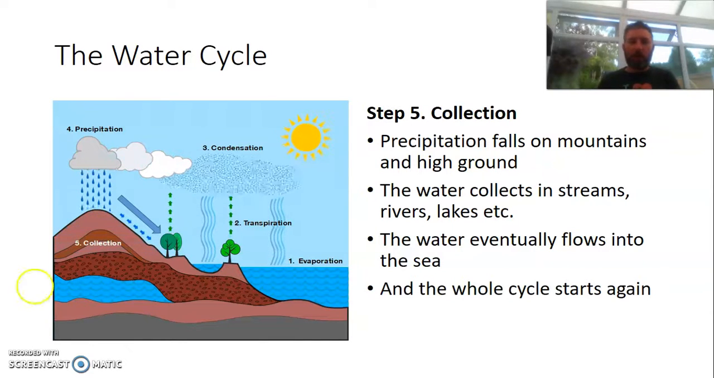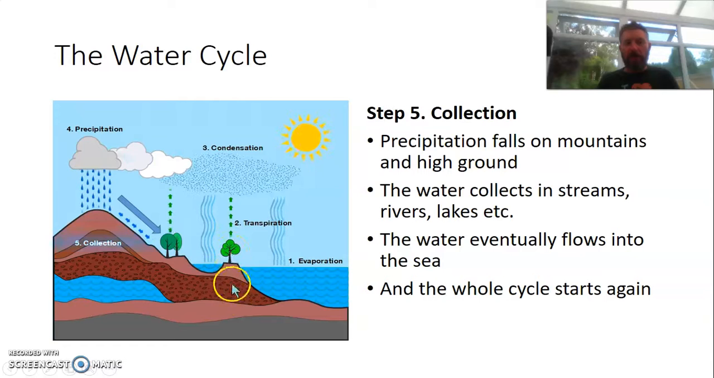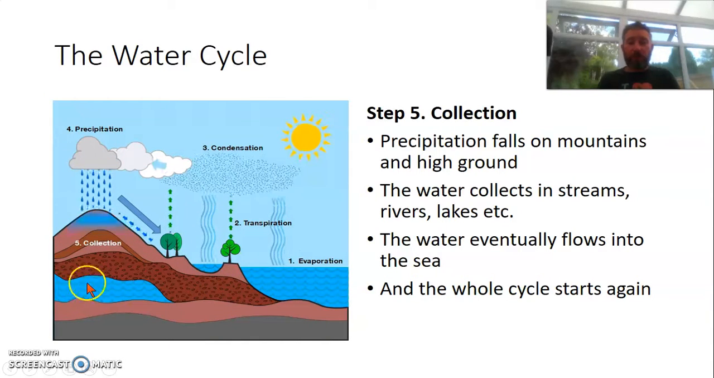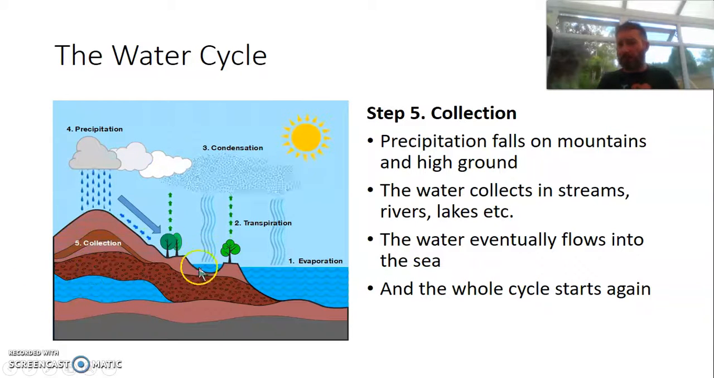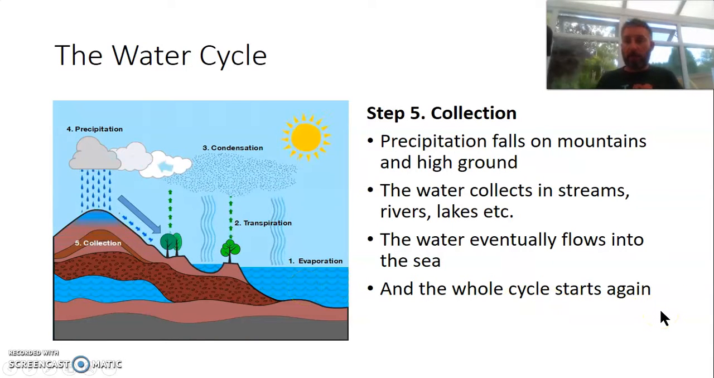Now, there's a little bit more complication in that some of that water will soak into the ground, and that's where trees and plants will be able to use it for transpiration. Some of it will collect underground. You do get underground water deposits that hang around for a long time, and they may not reach their way back to the sea for a while. But that cycle is the water cycle.